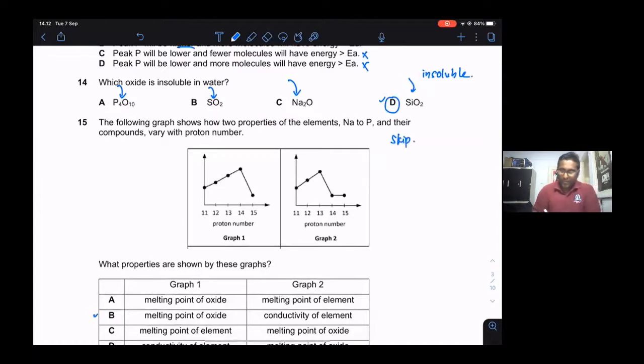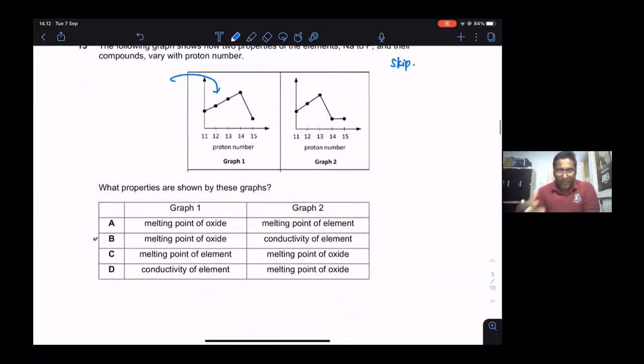Now 15. The following graph, this one I think we will skip, because there is going to be a mistake and an error over here for the diagram. So let's move on to question number 16.